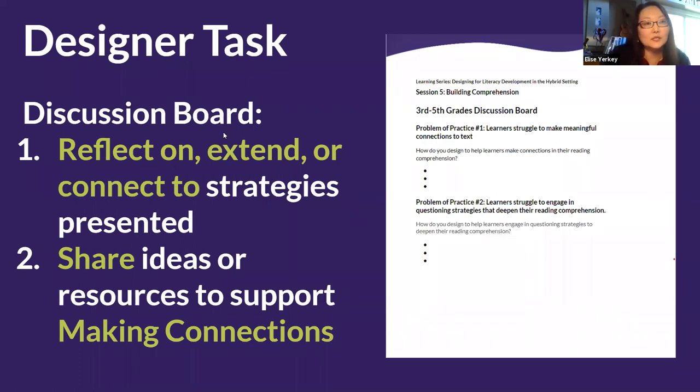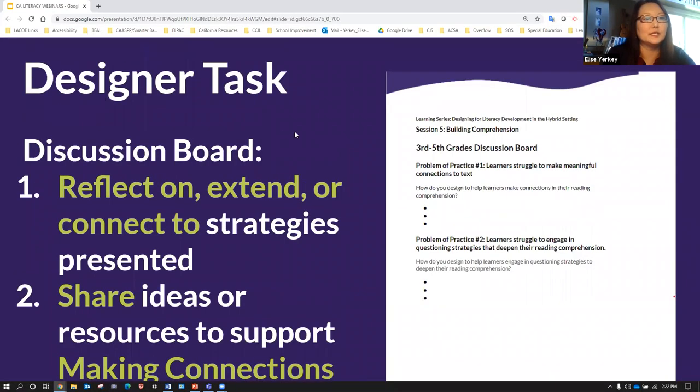So on this next slide, we're going to have links to all these discussion boards, and you will see the link to the book trailer on the discussion board. But feel free to comment on that, or again, to type in your own resources. So for problem of practice number one, you're going to limit your comments to this one section here and answer this question: how do you design to help learners make connections in their reading comprehension?